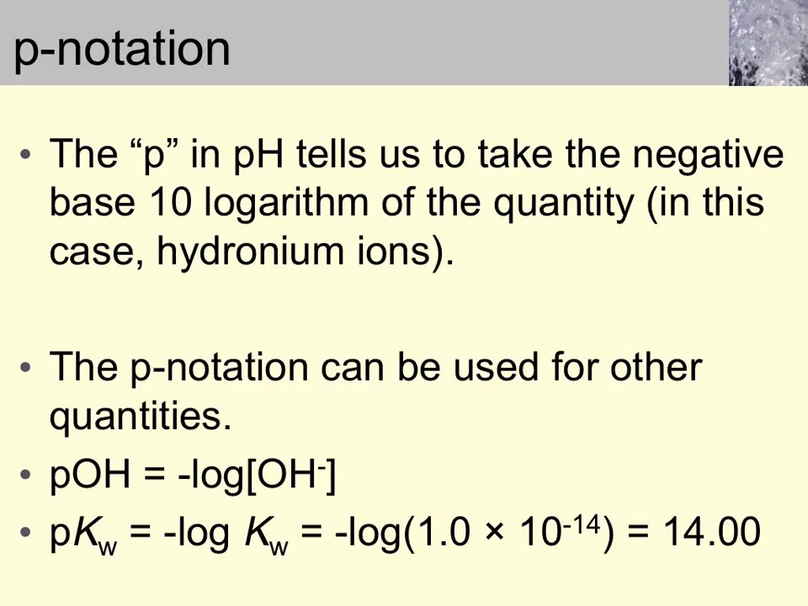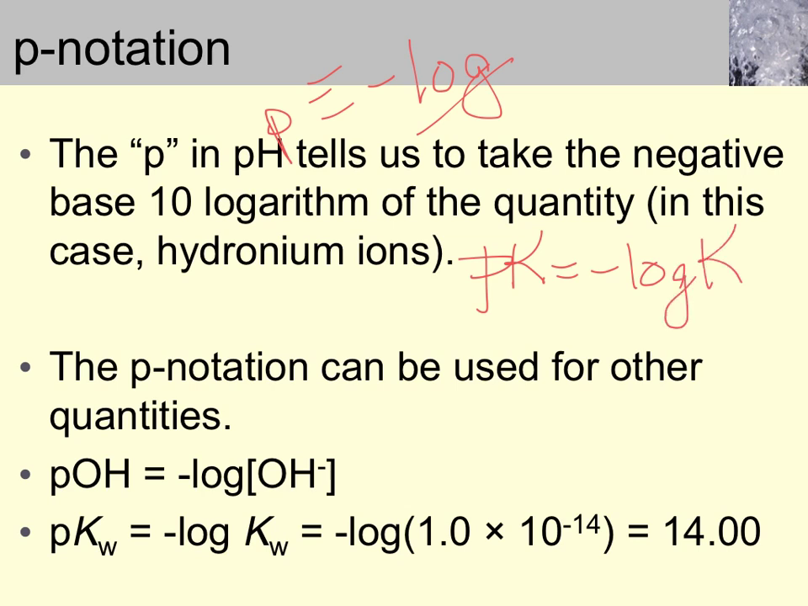So the p in pH, and the reason I'm telling you this is because there'll eventually be a pKa also, simply means minus log. That's literally what it means. Little p means minus log of. So anytime you see p in front of anything, like let's say pK, that would mean minus log of the equilibrium constant K. So down at the bottom here, pKw is minus log of the autoionization equilibrium constant for water, which is 14.